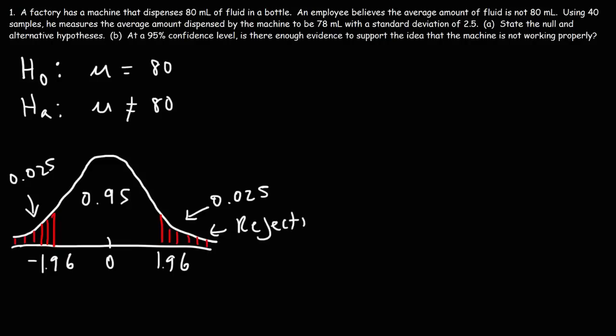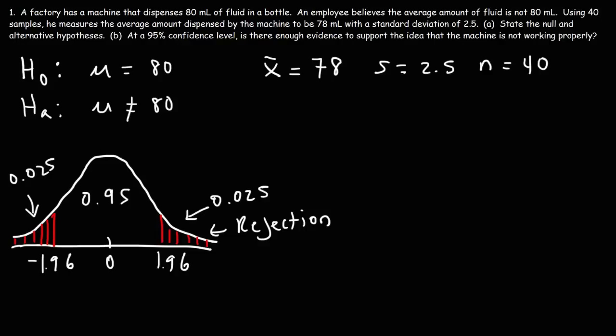Now, in order to determine if we should accept or reject the null hypothesis, we need to calculate the z-value and compare it to the critical z-value, which is 1.96, positive or negative. Now let's write down what we know. So we know that the sample mean is 78. The sample standard deviation is 2.5, and the sample size is 40.